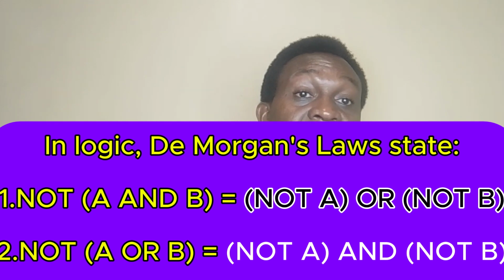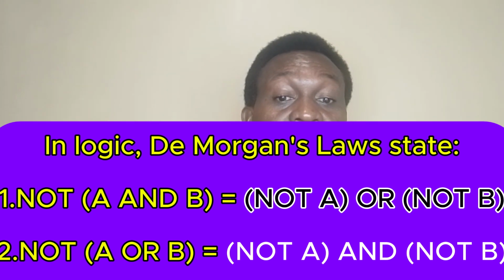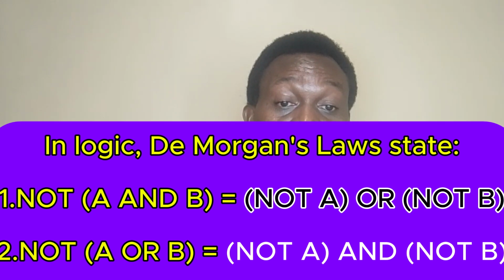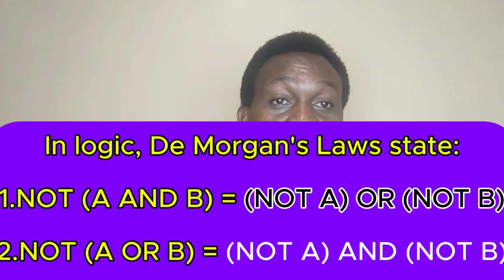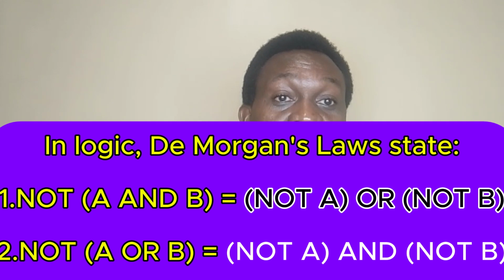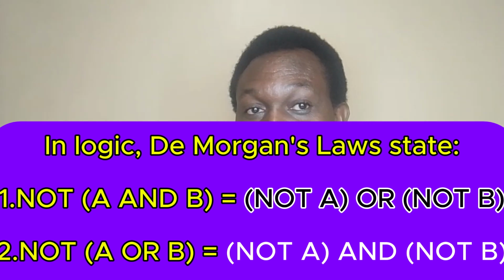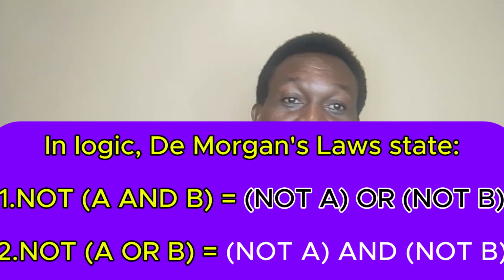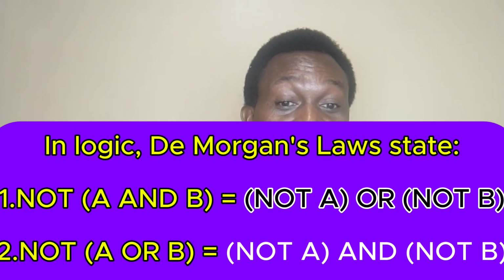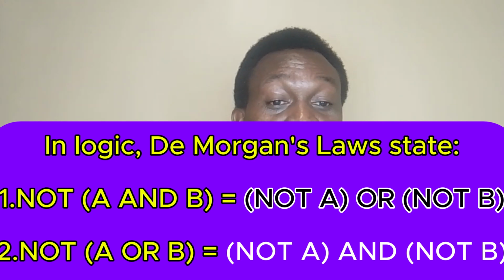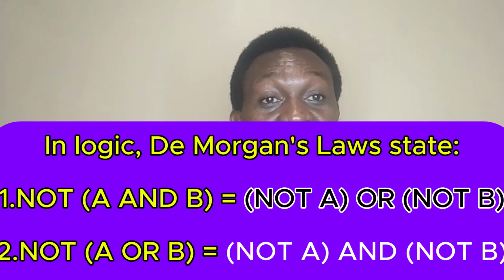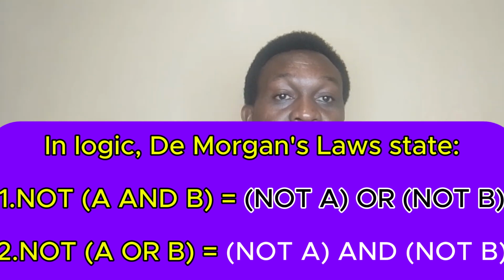In logic, he stated these two laws. Law number one, as you can see on the screen, says: not (A or B) equals (not A) and (not B). Law number two says: not (A and B) equals (not A) or (not B).